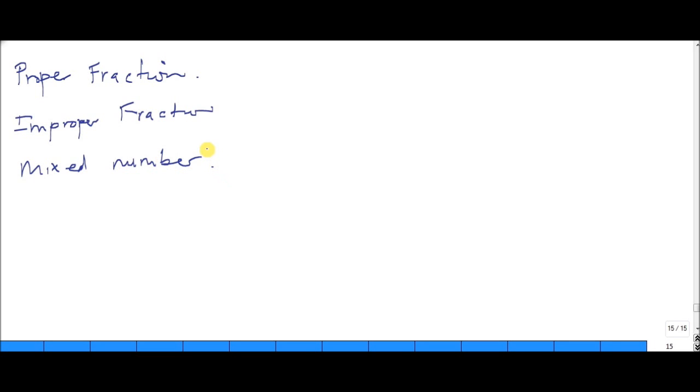Let's see. A proper fraction is less than 1. Its numerator is less than the denominator, and they gave us some examples here. They gave us 3/4, 2/3, and 7/8.